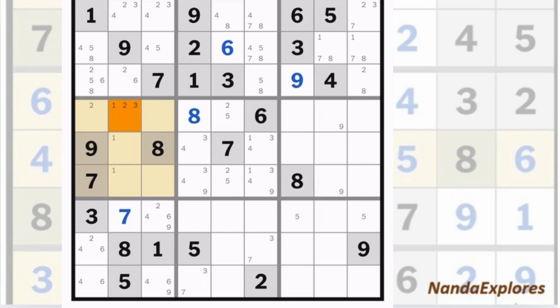Then to speed up the process, we can post 2, 3 in these cells. There's a 2, 3 here, and 2, 3. Then similarly 4 and 5. So we can post 4 and 5 here, and 4, 5. Here only 4 will appear.